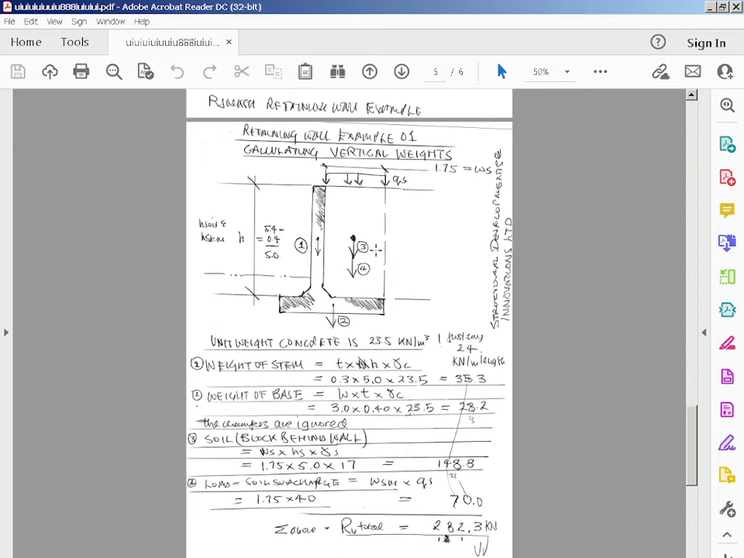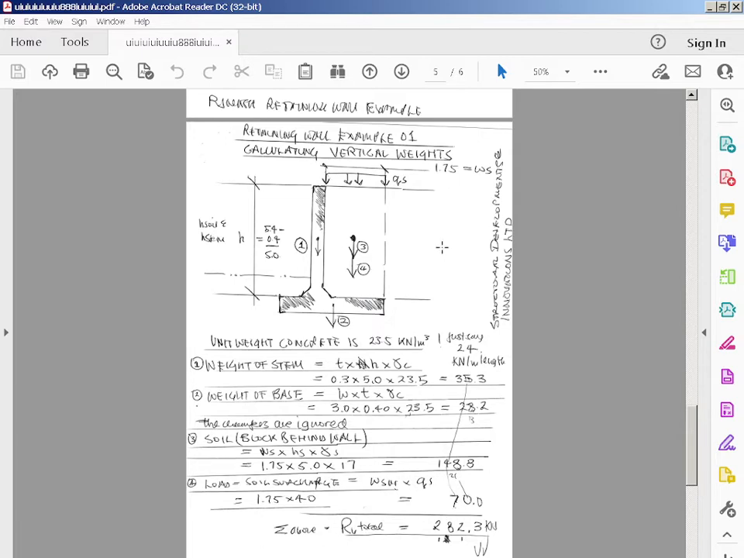So 3 is the weight of the soil. That is the block of soil behind the wall. Ws equals Hs times the width. The soil weight is the width of the soil, which is 1.75, times the height of the soil, 5, the same as the stem height, times 17, equals 148.8. And the vertical force on the base from the surcharge is equal to 1.75 times 40 equals 70.